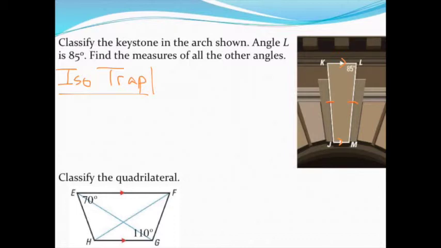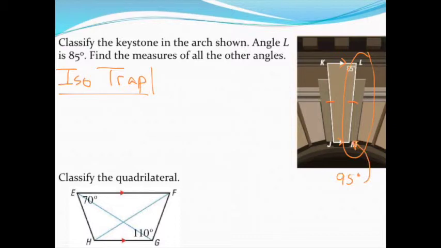So now that I know what it is, let's find the measure of all the angles. Well, because it's in the trapezoid family, that property we just used still works. So those two angles that are on the same leg still need to add up to 180 degrees. So angle M needs to be 95 degrees.